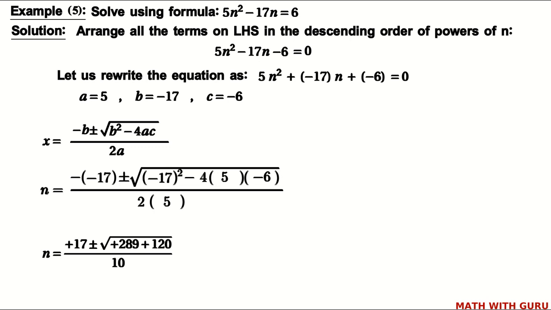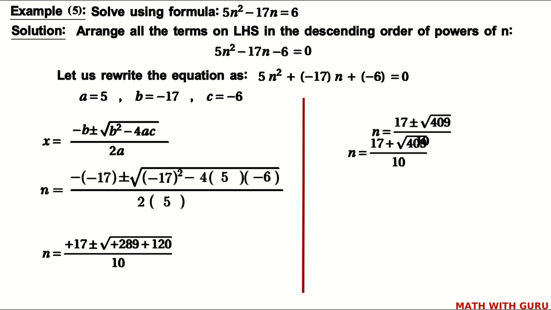Minus of minus is plus, plus 17 plus or minus root of minus 17 whole squared is plus 289, minus into minus, plus. 4 5s are 20, 20 6s are 120. Therefore, plus 120. n equals 17 plus or minus root of 409 divided by 10. 409 is not a perfect square. Therefore, this cannot be reduced further.